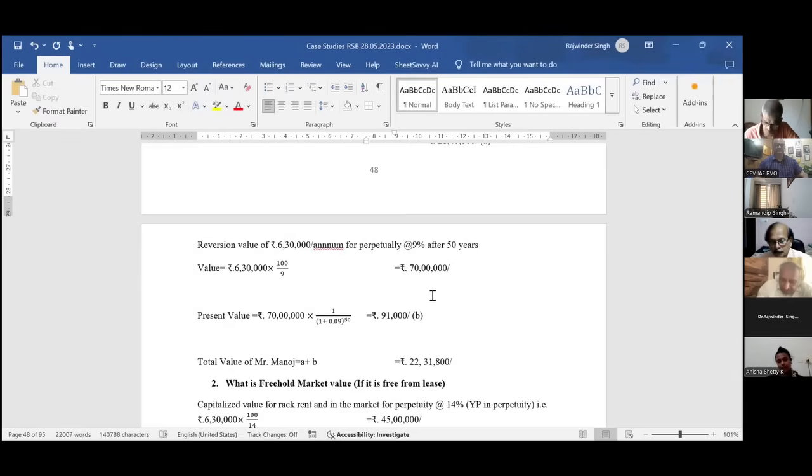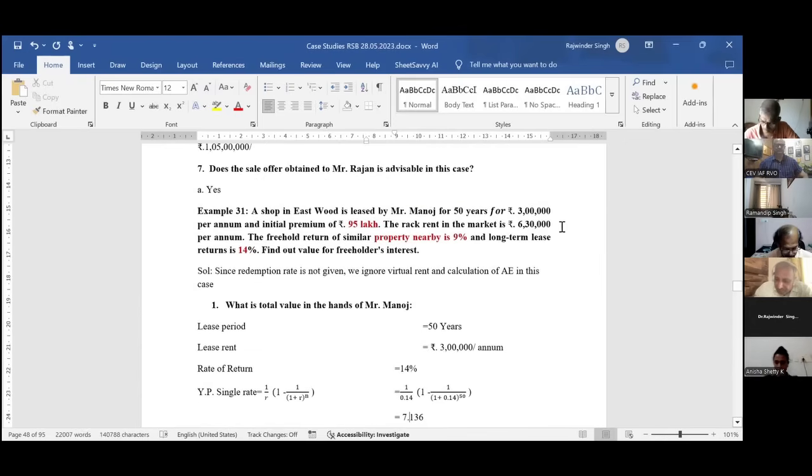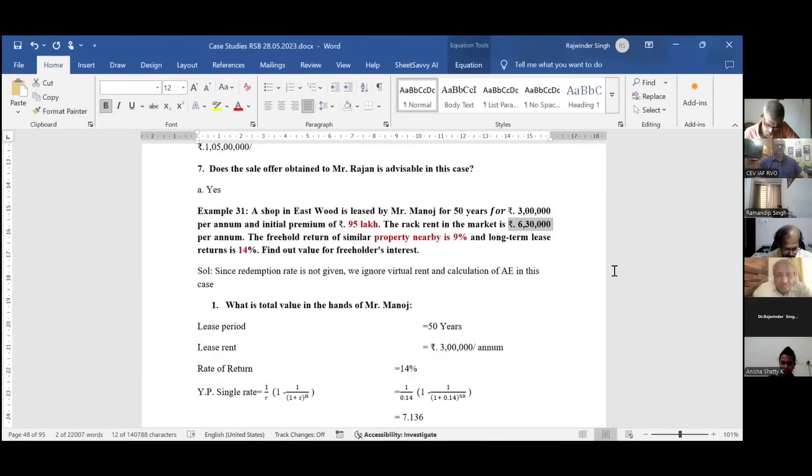Only the rack rent will be considered. The premium amount and the rent won't be considered. Okay, so rack rent is 6,30,000. Then what will be the YP in this case? YP perpetual. So what will be that? 7.13.